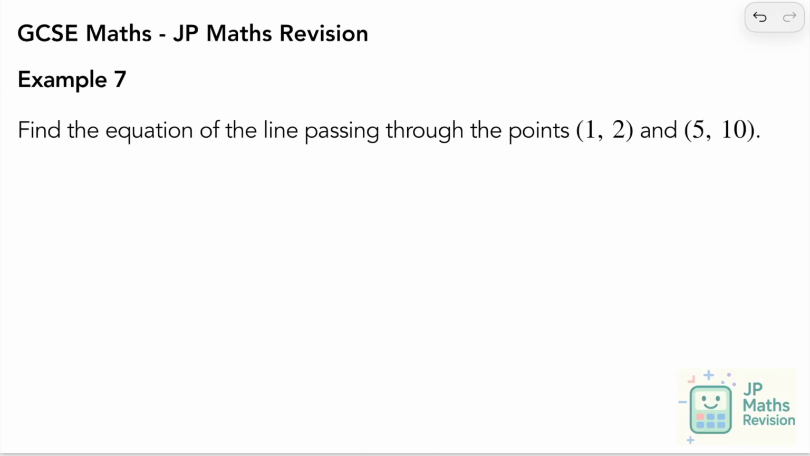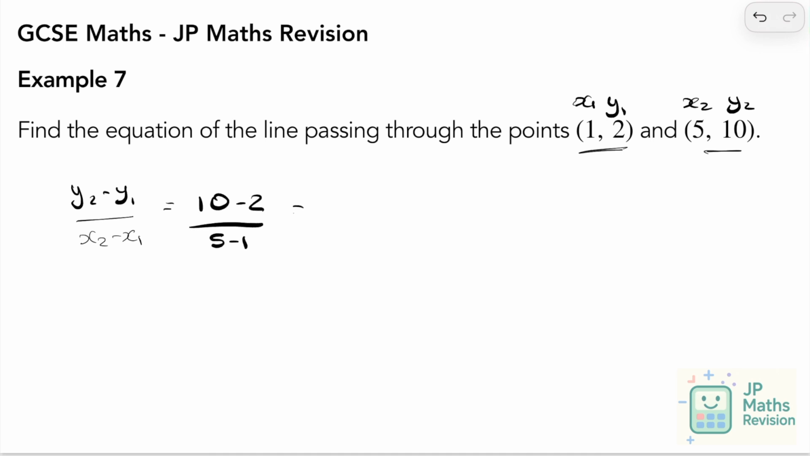Here's another example. We want to find the equation of the line passing through these 2 points. The first thing I need is the gradient. The gradient is y2 minus y1 over x2 minus x1. If I label the points x1, y1 and x2, y2, it's going to be 10 take away 2 over 5 take away 1. 10 take away 2 is 8 and 5 take away 1 is 4. 8 divided by 4 is 2. So the gradient of this line is 2.